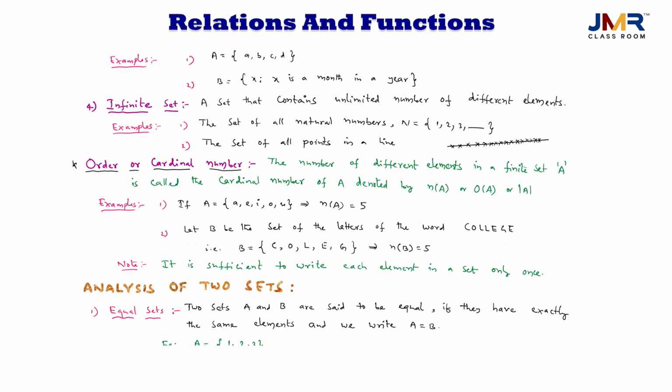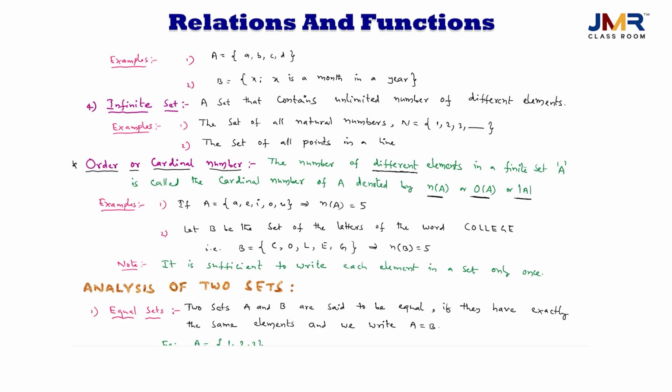What is meant by order or cardinal number? The number of different elements in a finite set A is called the order or cardinal number of A, denoted by n of A, or order of A, or mod A. These are the different ways we can represent the number of elements in the given set. Here, one important point: the elements should be different. That is called order or cardinal number.